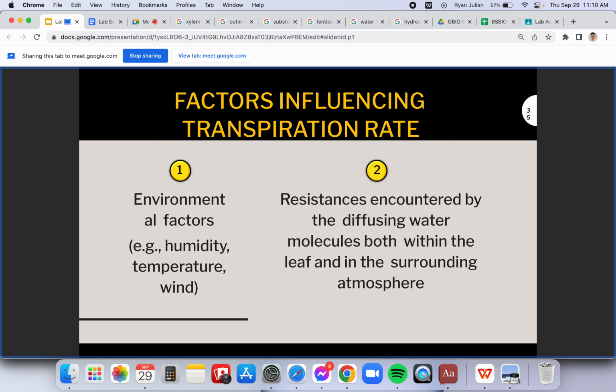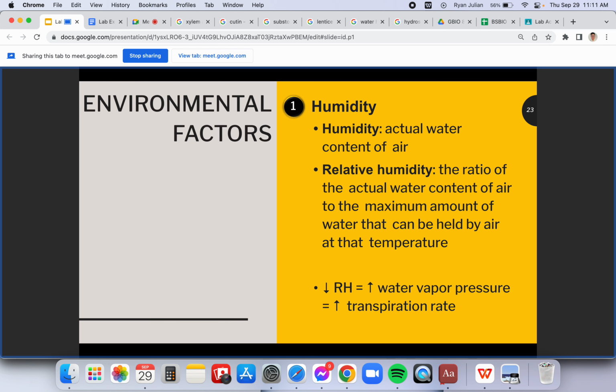And for the last topic that I will be discussing to all of you are the factors influencing transpiration rate. It can be divided into two. First is the environmental factors, which includes humidity, temperature, and wind. Second one, resistances encountered by the diffusing water molecules both within the leaf and in the surrounding atmosphere.